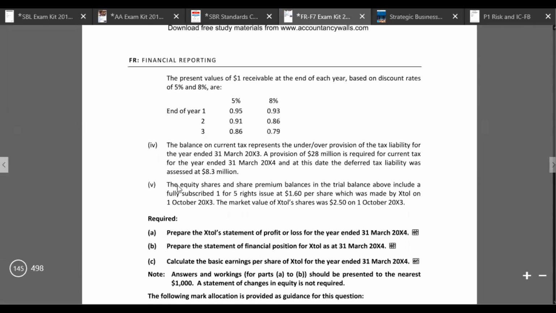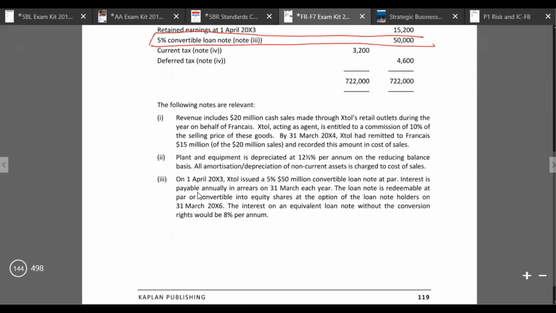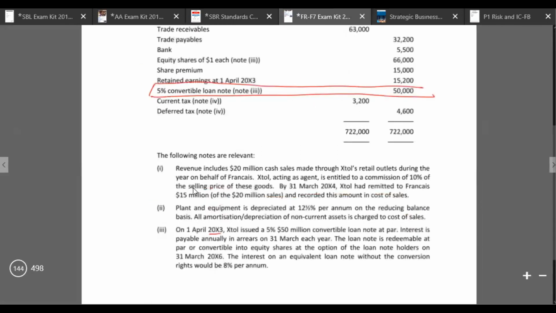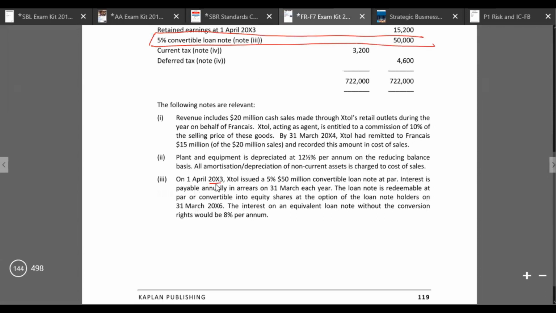Quite interesting. We do have the convertible again on 1st April 20x3, which is the start of the year. So again we have the full year. So on 1st April 20x3, Toll issued a 5% 50 million convertible loan note at par. Interest is payable annually in arrears. The loan note is redeemable at par or convertible into equity shares. Okay, the interest on an equivalent loan note without conversion is 8%. So the coupon rate is 5%, effective rate is 8%.